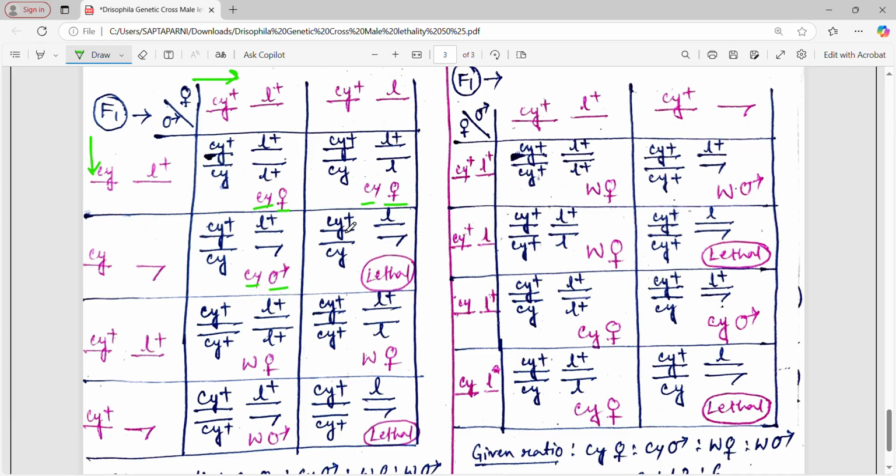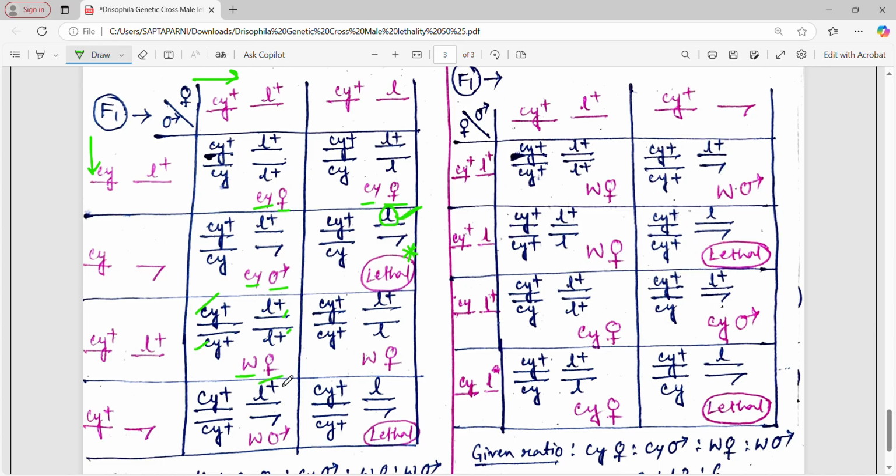Then the fourth one, Cy+ Cy, with 1 X chromosome having the L allele and another Y chromosome. So it is a lethal male, due to the presence of the L allele, or lethal allele, on its single X chromosome. So see here, the male is dying due to the presence of the lethal allele on its X chromosome. Then Cy+, both chromosomes carrying recessive alleles in homozygous condition, so it is wild type wing Drosophila, and as it has 2 X chromosomes, it is a female.